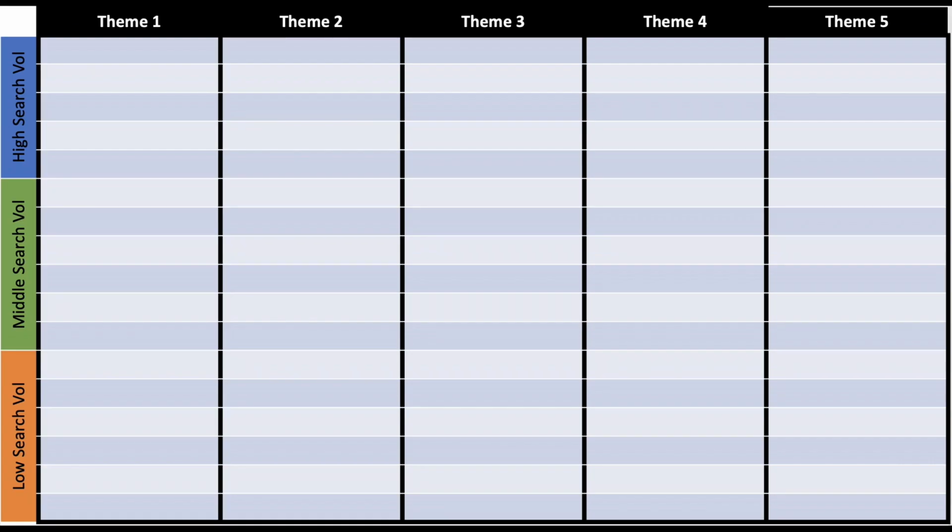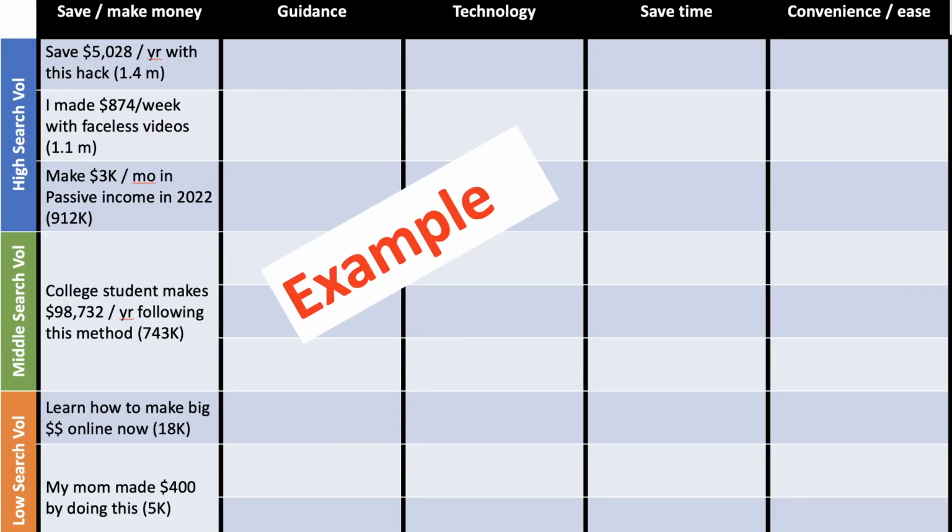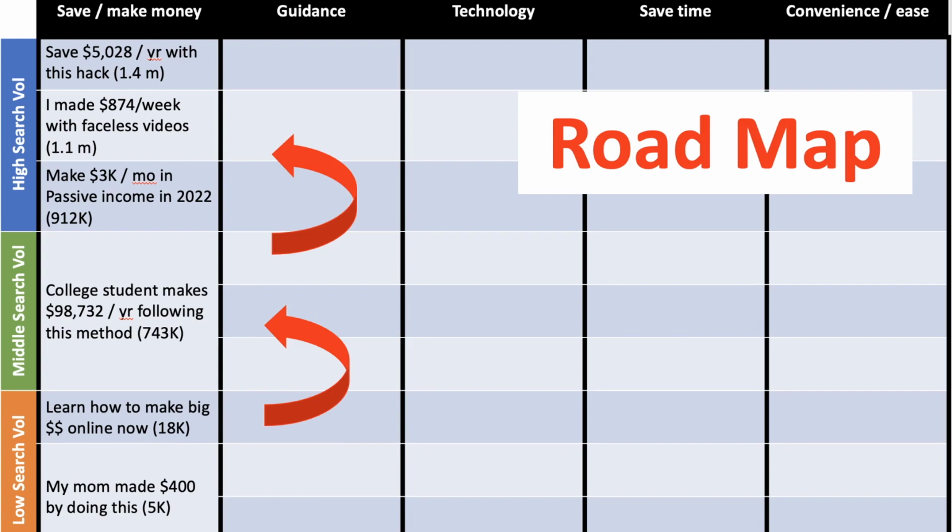Now we're going to make a chart like this one. The topics at the bottom are the search phrases with low levels of search volume, and those higher up have a higher level of search volume. This is what a completed chart looks like. It gives you a roadmap showing you which search phrases to make videos about, starting from the bottom and moving your way up as the channel grows.